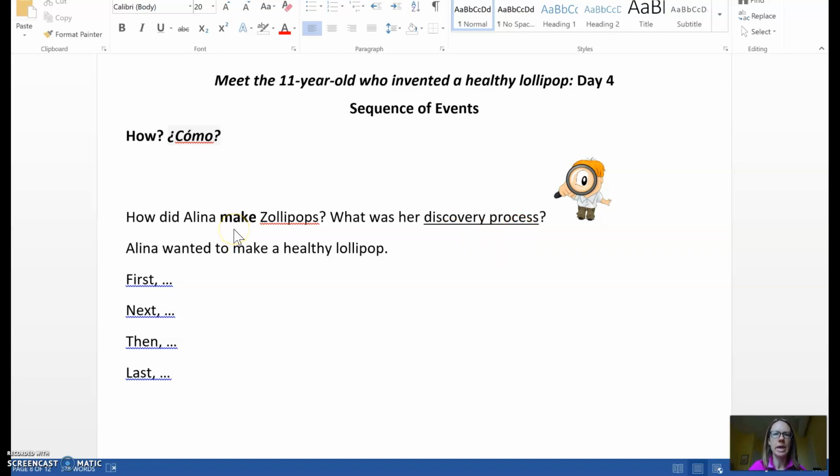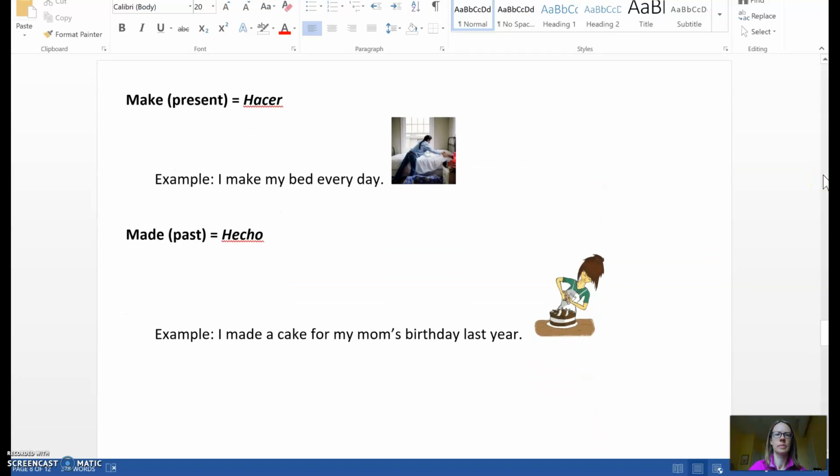Look at the word make. Say make. Make is present tense. It's happening right now. For example, I make my bed every day. If it were in the past, the word is made. Say made. For example, I made a cake for my mom's birthday last year.